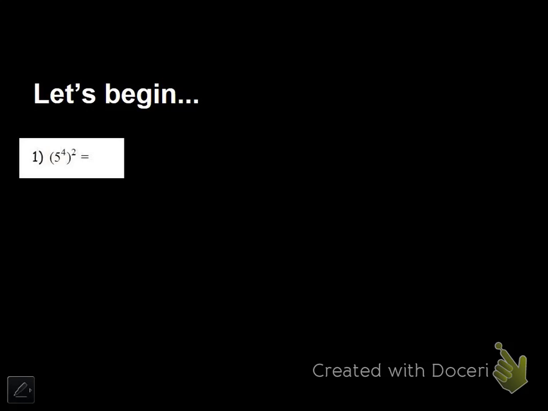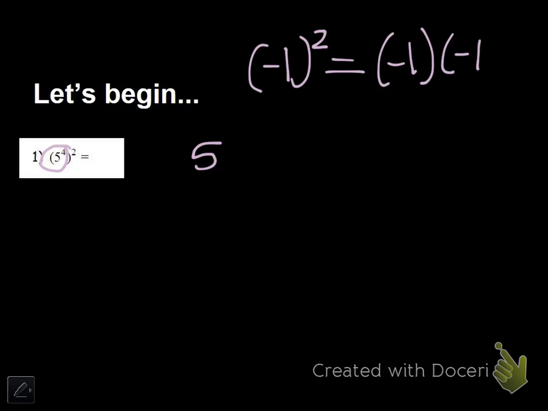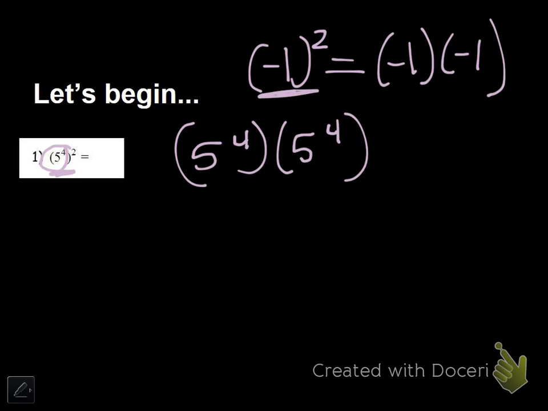squared. So normally, say we have -1 squared, that would mean -1 times -1. It means there are two sets of these. So that means I need two sets of 5 to the 4th. Okay, so now if I'm multiplying things with the same base, I would add their exponents. So we would get 5 to the 8th.